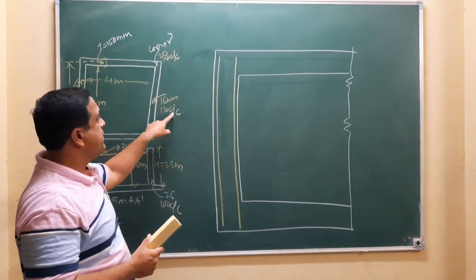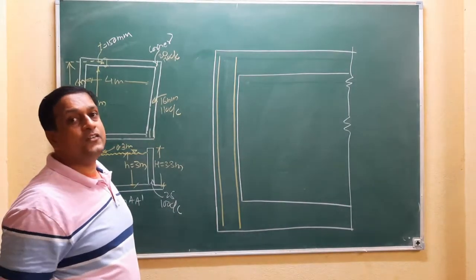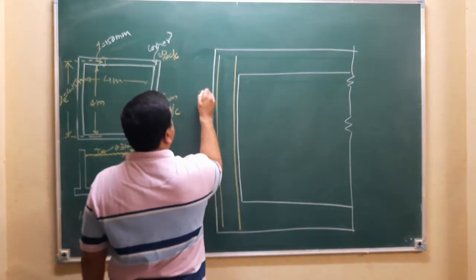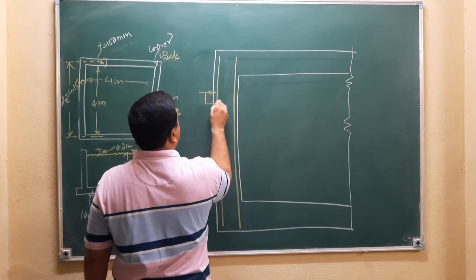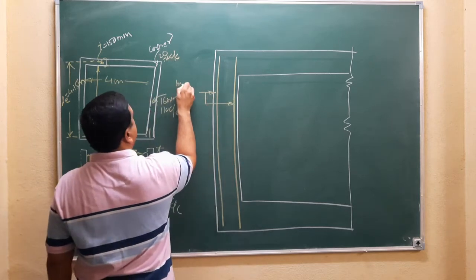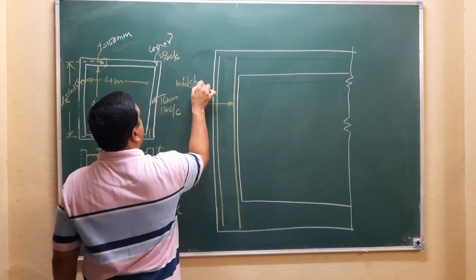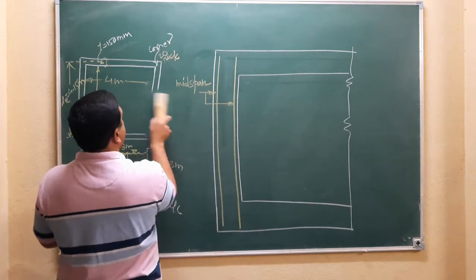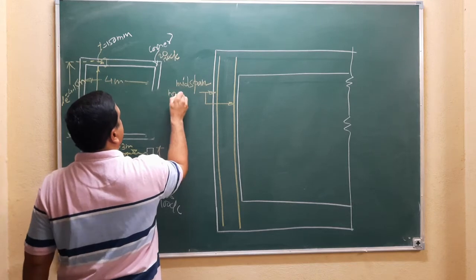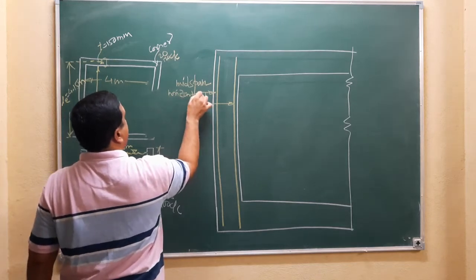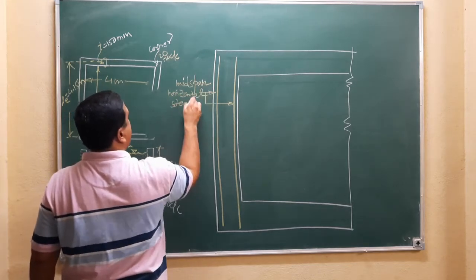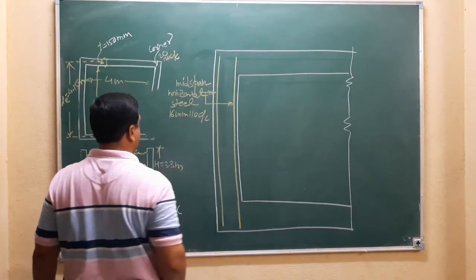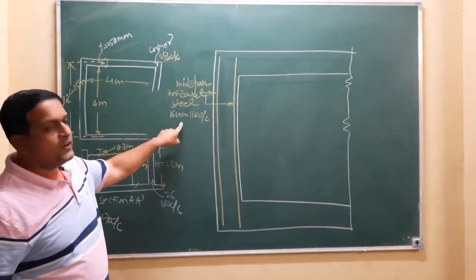This is 16 mm diameter, 110 mm center to center, in zigzag manner. So this is the mid span. Mid span horizontal steel, I will write this. Mid span horizontal steel, 16 mm diameter, 110 mm center to center.